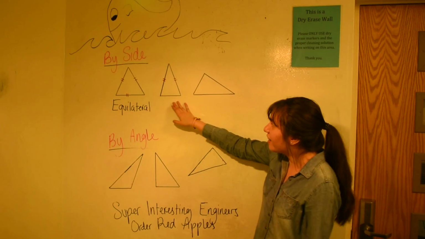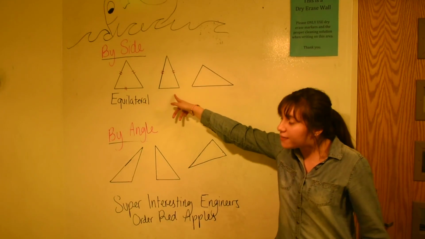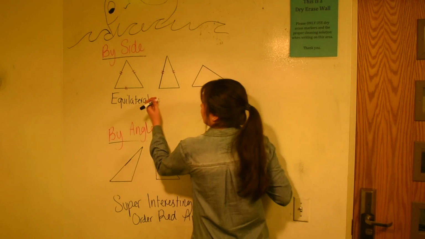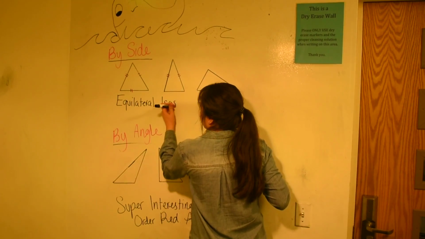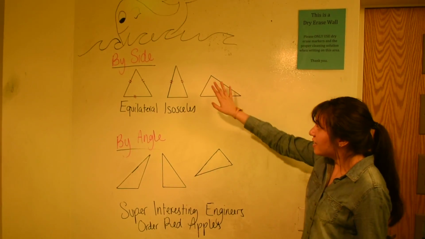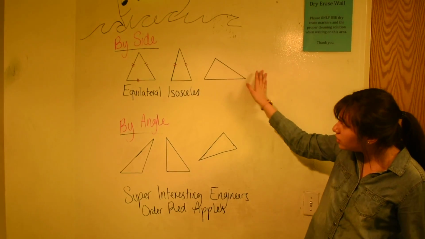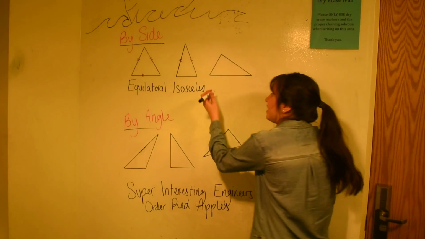And since this triangle only has two sides that are the same length and one that is different, it is called an isosceles triangle. And lastly, since this triangle has no sides that are the same length, they are all different, it is called a scalene triangle.